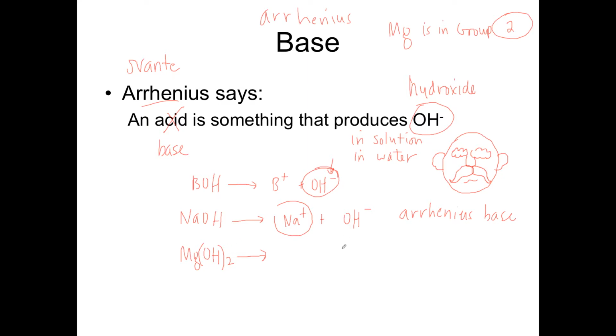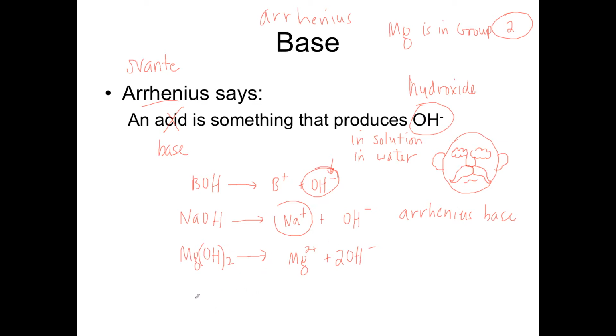So magnesium hydroxide produces what in solution? Well, it produces hydroxide, or else we wouldn't be talking about it in this slide, right? Magnesium hydroxide produces hydroxide in solution, and what's left? Well, magnesium 2 plus, and there's 2 hydroxides on there, aren't there? Okay, so here's another example of a base, because it's an Arrhenius base, so then it produces hydroxide in solution.